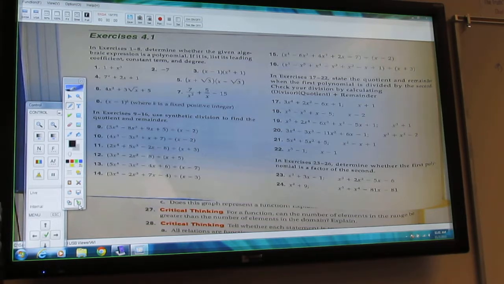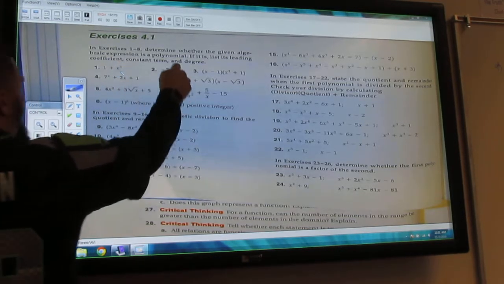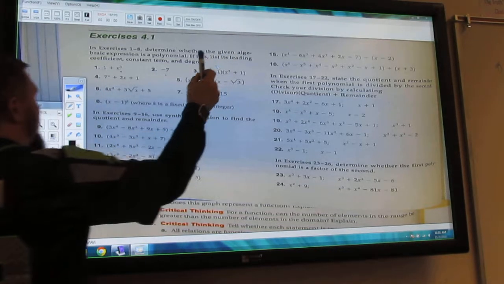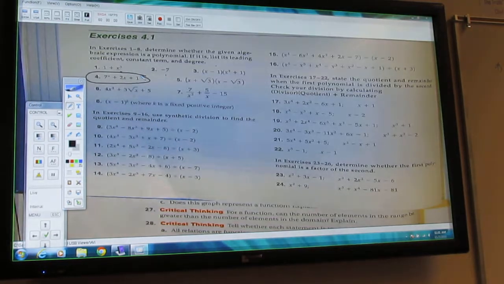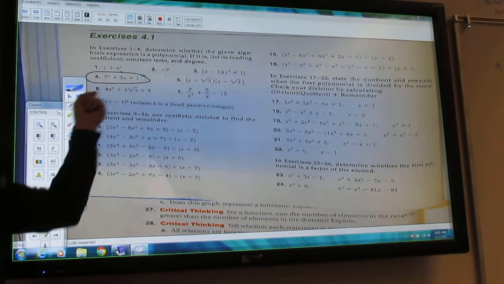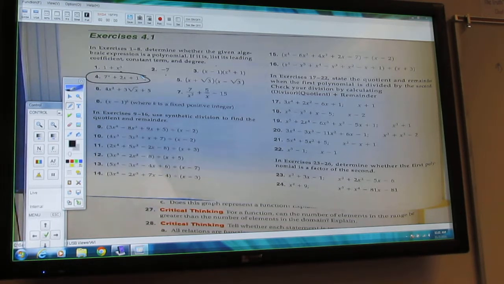Okay? Alright, so when we look at this, it should be relatively easy. I look at this. Yes, it's a polynomial. Yes, it's a polynomial. Yes, it's a polynomial. Yes. Or wait, no. Why is that not a polynomial? It's hard to see, but this is an x: 7 to the x power. Because the variable is the exponent, it is no longer a polynomial. Okay? The variable has to be in the base of the term.